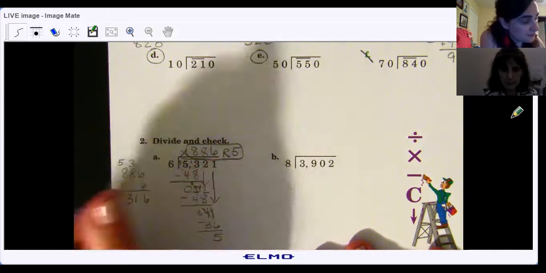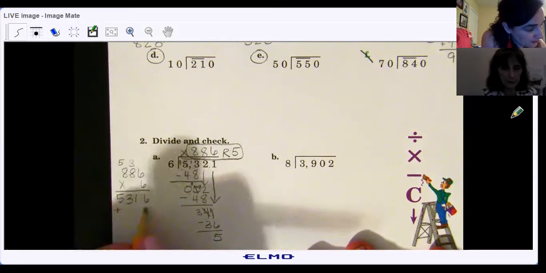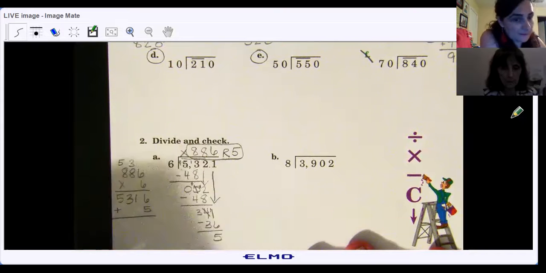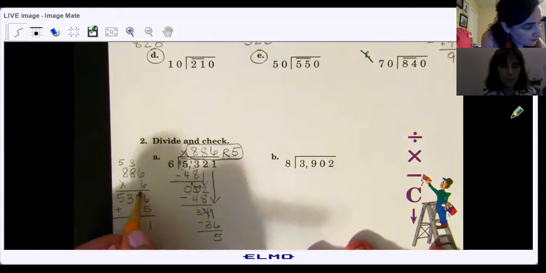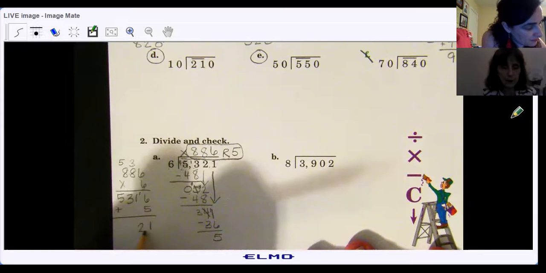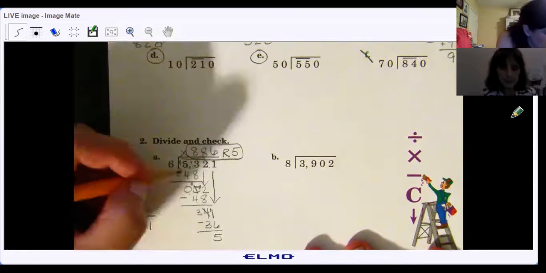What's wrong? There's something wrong. Okay, we have to add our remainder, remember? So we're going to plus 5. 5 and 6 is 11. Put down your 1, carry your 1. 1 and 1 is 2. And 3 and nothing is 3. And 5 and nothing is 5. And you match with your dividend.